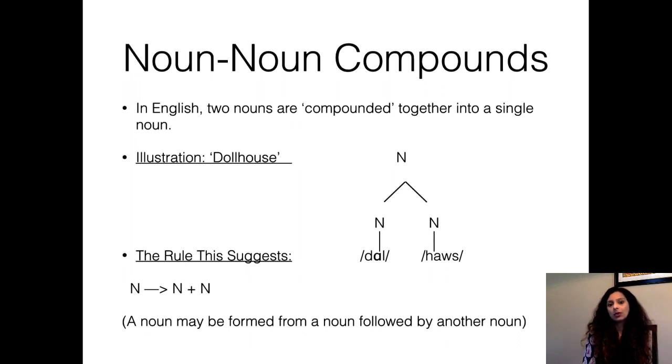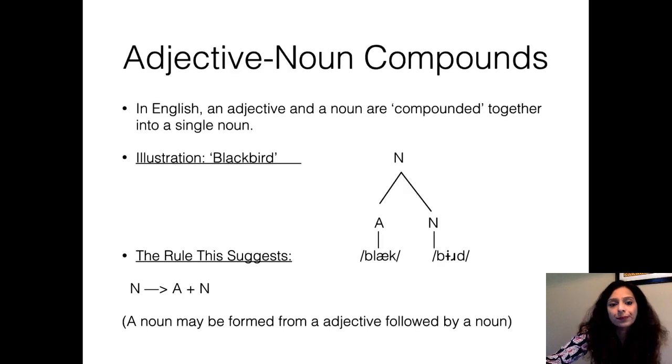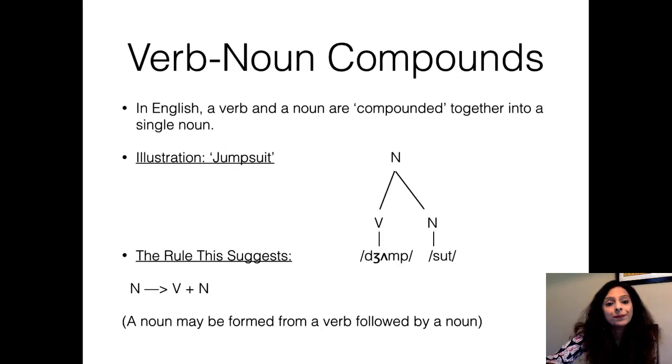And you can also create a rule, just like how we did for prefixation and suffixation, where you get N plus N, the resulting compound is a noun. Here you can have an adjective and a noun compound. The resulting word is a noun. So this is the word blackbird. Black is an adjective and bird is a noun, and you can have the resulting word as a noun.